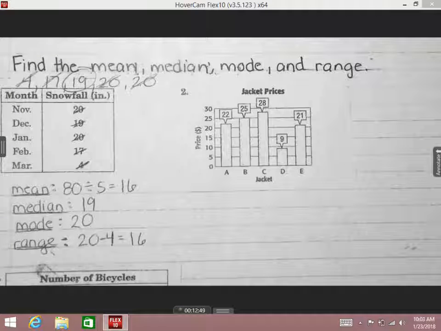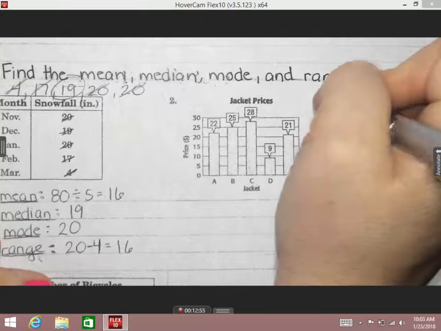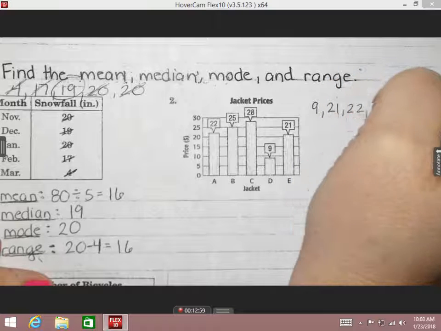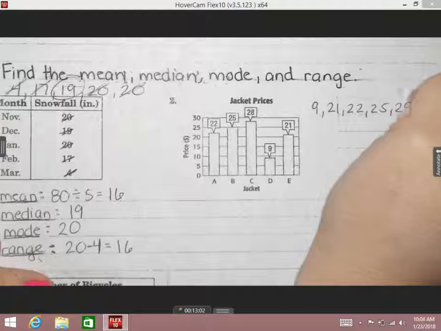All right, number 2. Step 1. What do we have to do first on number 2? Caleb? Put them in order. Give them to me in order real quick, Caleb. 9, 21, 22, 25, 28. All right.